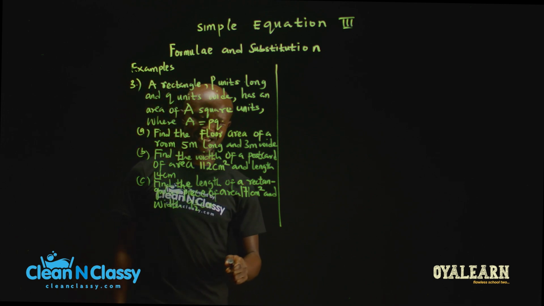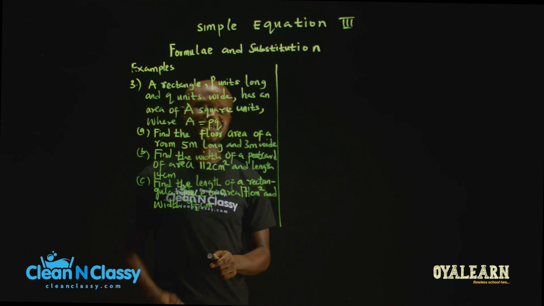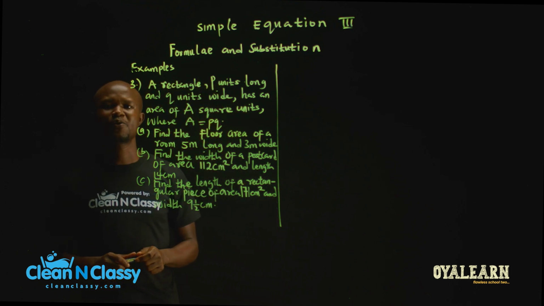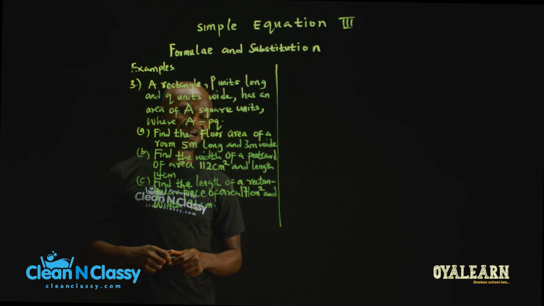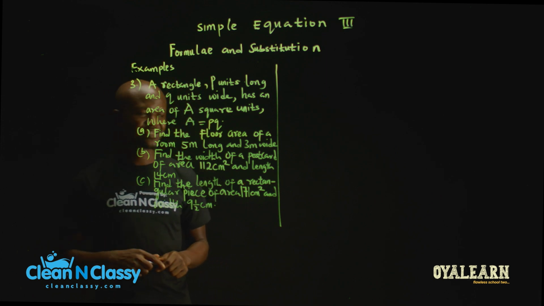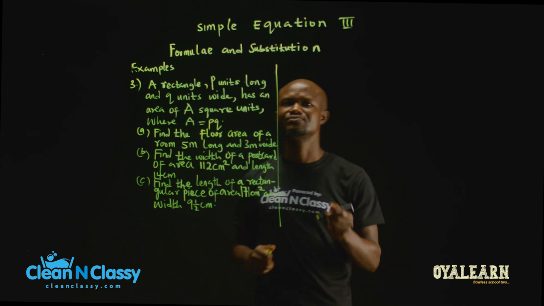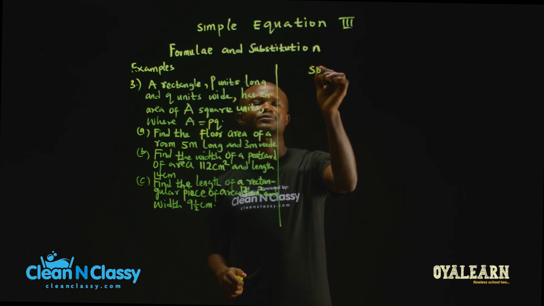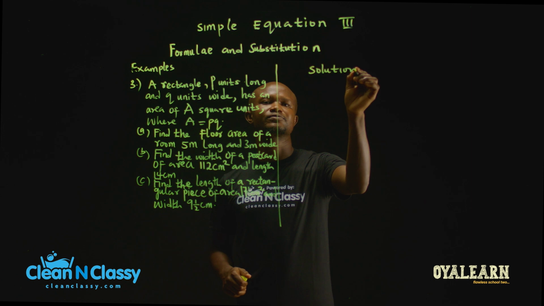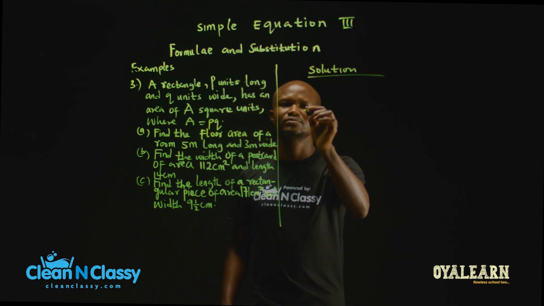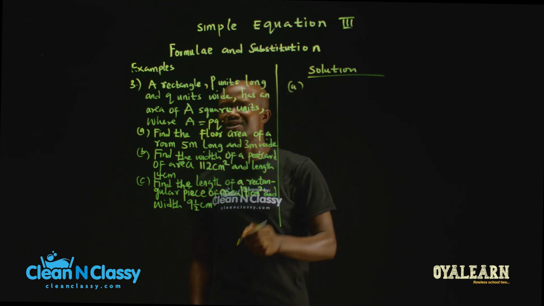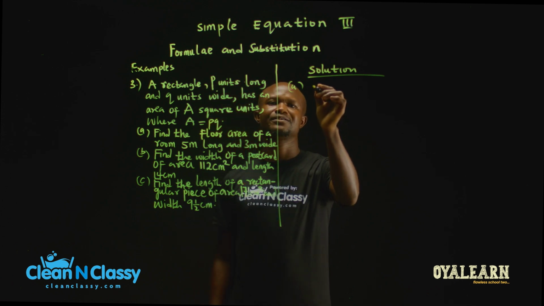C. Find the length of a rectangular piece of area 171 centimeters squared and width 9.5 centimeters. Solution. The first thing is to write out the given formula.